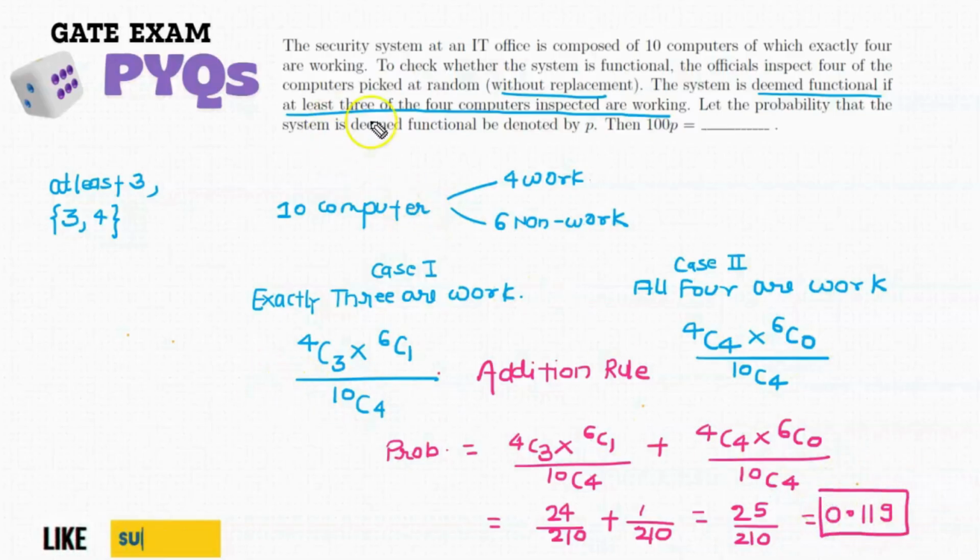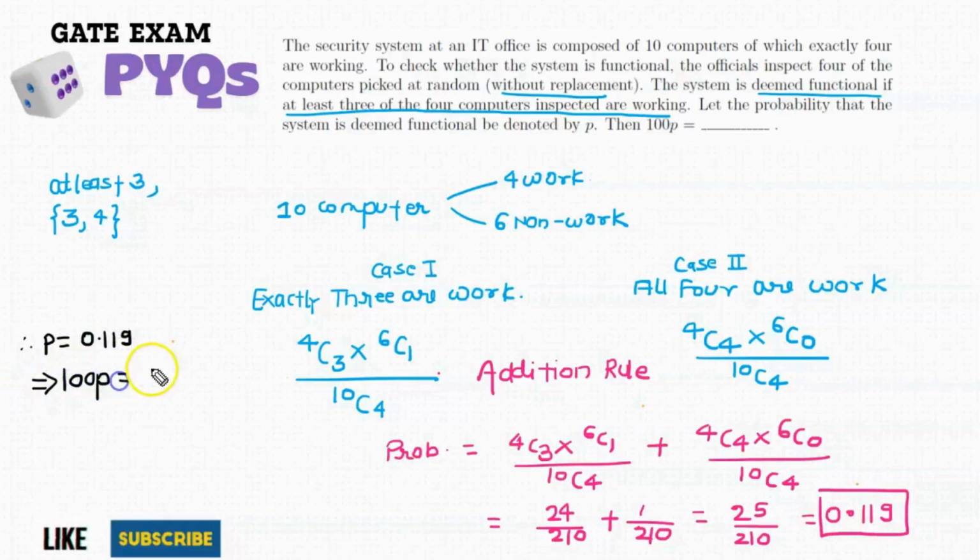So this is the required probability. But if you see the question, the probability is already given to be P. So we can write P as 0.119. This implies the value of 100 times P is going to be 11.9. Hope you understood the concept. Now, let's move to the next question.